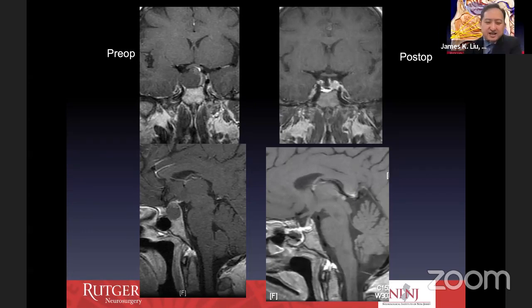That's all right. This is another example of apoplexy in a Cushing's patient. You can see the chiasm has been compressed and the gland has been pushed off to the left side of the patient. And after tumor removal, you can see the gland and the stalk has been preserved, and it is indeed veering off to the left side.